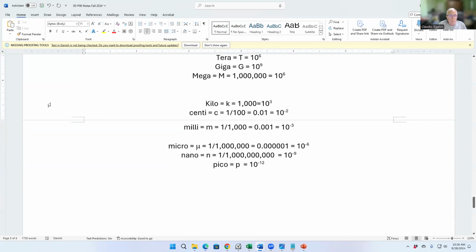Then the one that we use the most, I'm going to emphasize here in boldface.